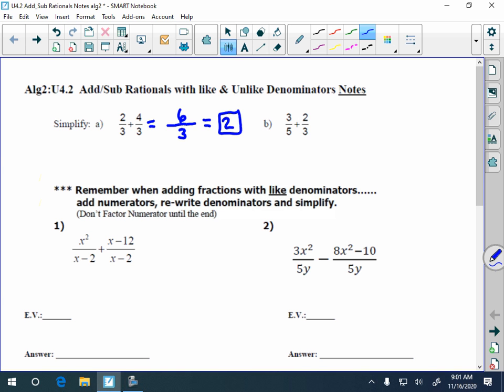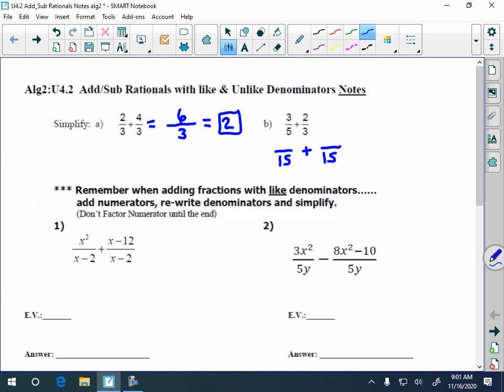So that's 3, 6, 9, 12, 15, 18, and so on. As soon as you find the first one that they have in common, the smallest one, that's the lowest common multiple, or the lowest common denominator. So in this case, it's going to be 15. And so we're going to rewrite the two fractions with a denominator of 15.